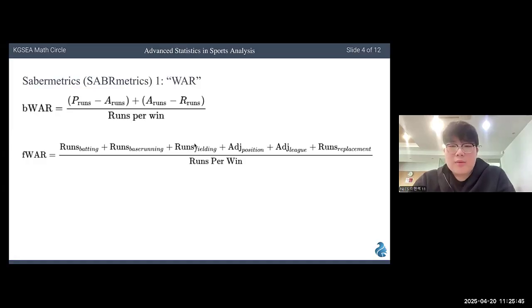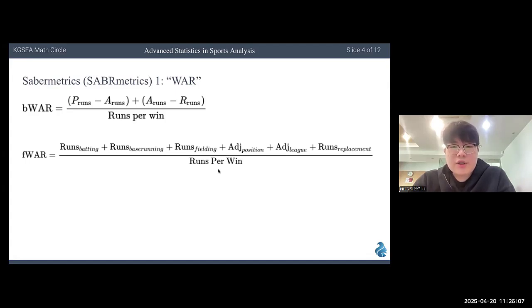So the term you see in the equation on the top, which says P runs minus A runs, is your player runs minus your average player runs, and is essentially a sum of the first 5 values that I said, while the other term in the numerator, which is A runs minus R runs, or average player runs minus replacement player runs, is essentially formed from the last value.